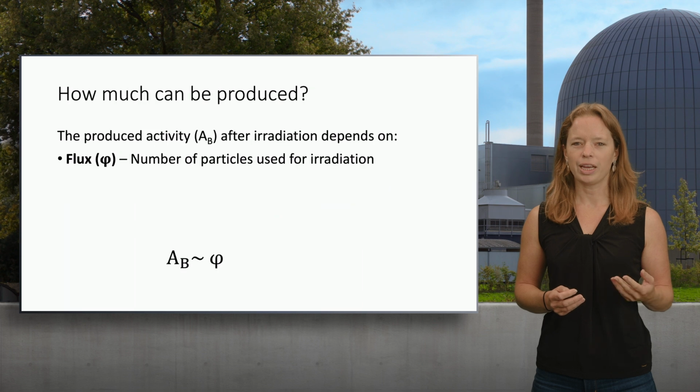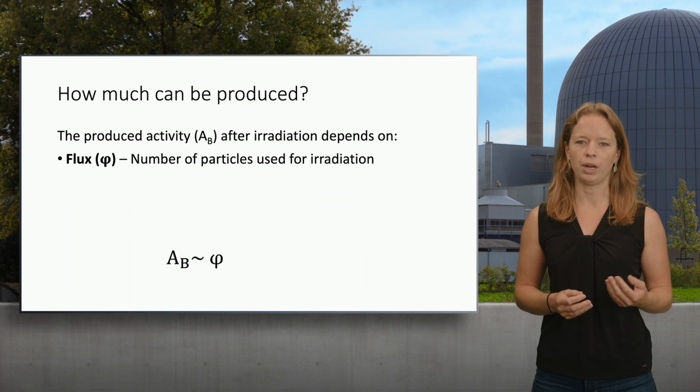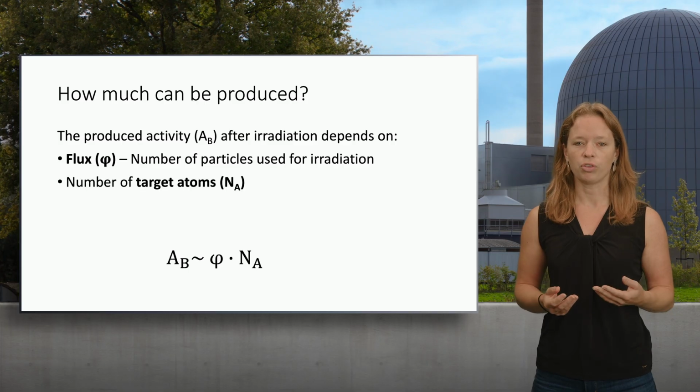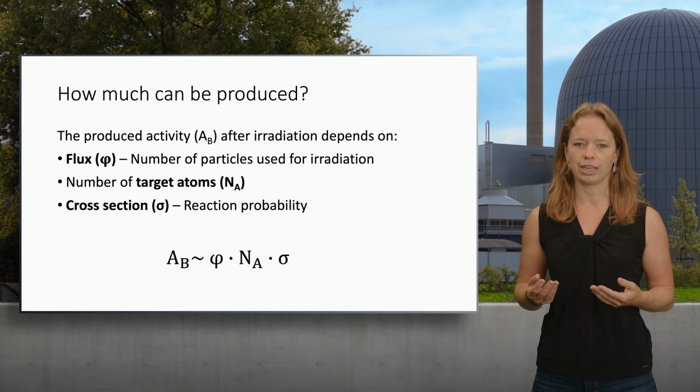Let's see whether we can predict how much of a certain radionuclide we would be producing. Next to the irradiation time, the produced activity depends on the flux, or the number of particles used for irradiation, the number of target atoms, and the cross-section, which is a measure for the reaction probability.